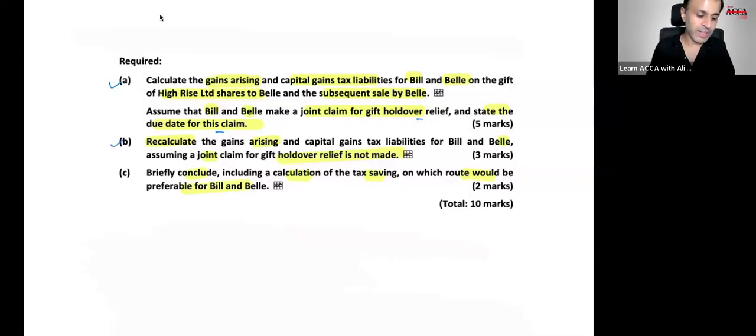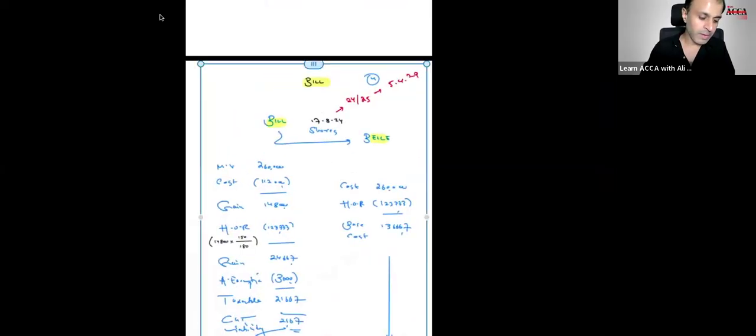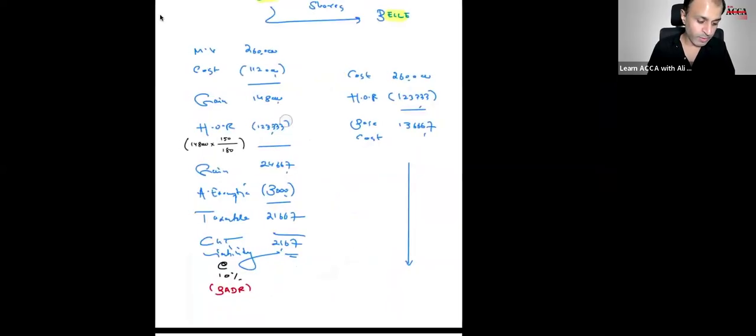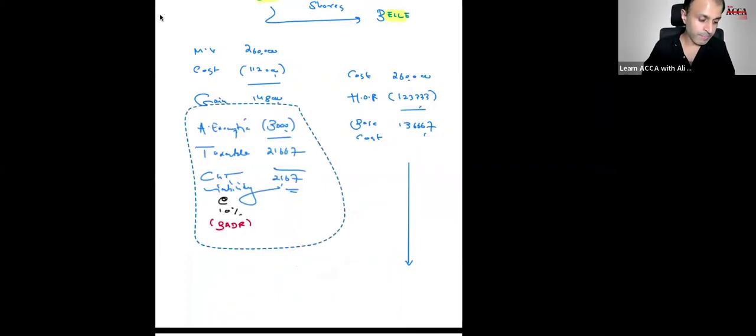Part A we already have done, and now we are about to work part B. In part B, we have to make an assumption that the gift relief has not been claimed. So let me do a bit of editing. Claim date, I do not have to write because we are not claiming the gift relief. This I need to rub off. The gains will remain the same. This will shift up to that part.